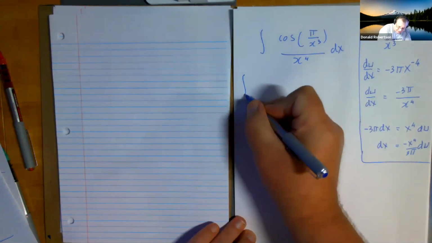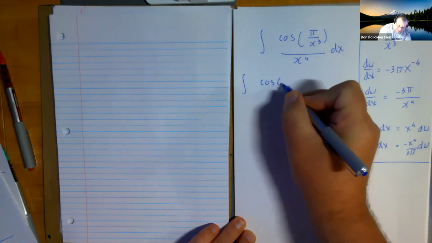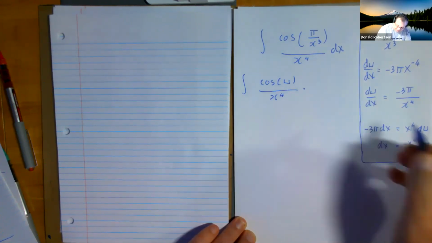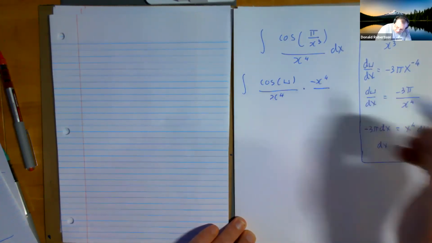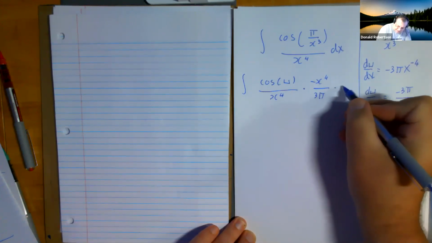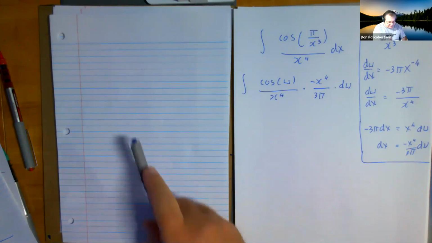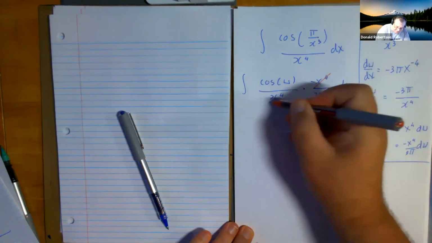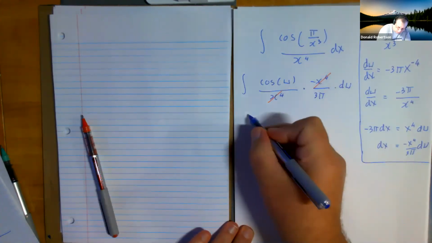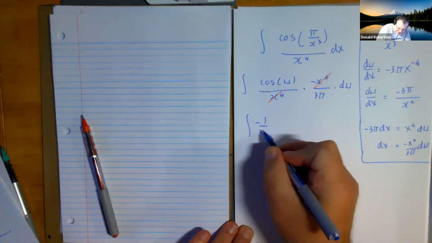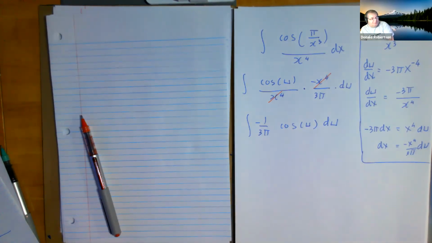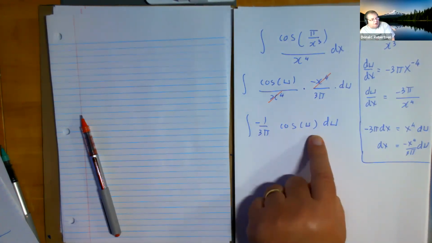Right, over here now, the cosine of this fella becomes the cosine of u. X to the 4, still there. The dx is now negative x to the 4 over 3 pi du. Can you see something really nice has happened? I will rewrite this fella like that. And that's exactly what you want to see. Don't you want to see an integral with nothing but numbers and u's in it?